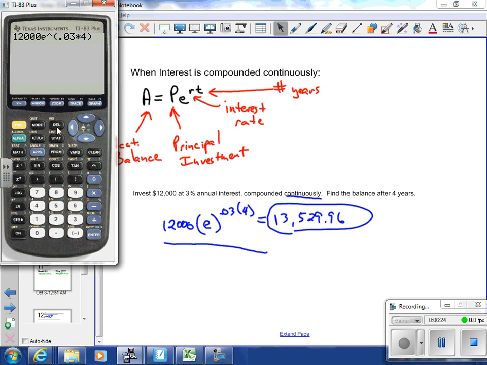Got an extra decimal there. Let me get rid of that. And that's how we get $13,529.96.